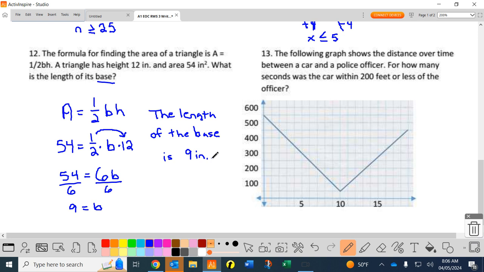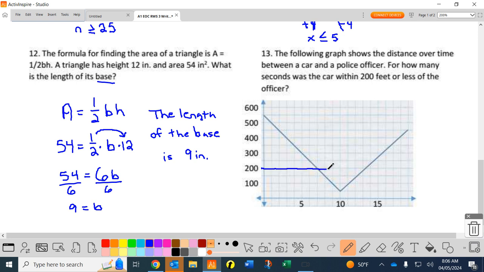Nice. Okay, guys, here we go. The following graph shows the distance over time between a car and a police officer. For how many seconds was the car within 200 feet or less of the officer? So we've got to see where 200 feet is. Here's the 200 feet. Let's draw a line all the way across.